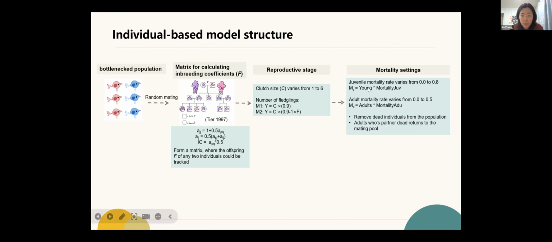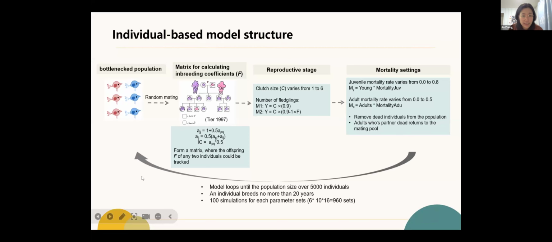And so we will use the number of juveniles times the mortality rate, and then you will know how many juveniles will die in this season. And we use the same way to calculate how many adults could die in this season. Then we remove all of the dead individuals from the population, and the adults who have lost their partner will return to the mating pool to find a new partner.